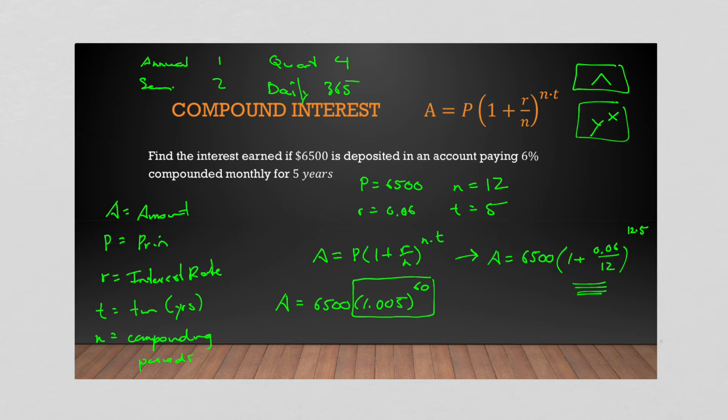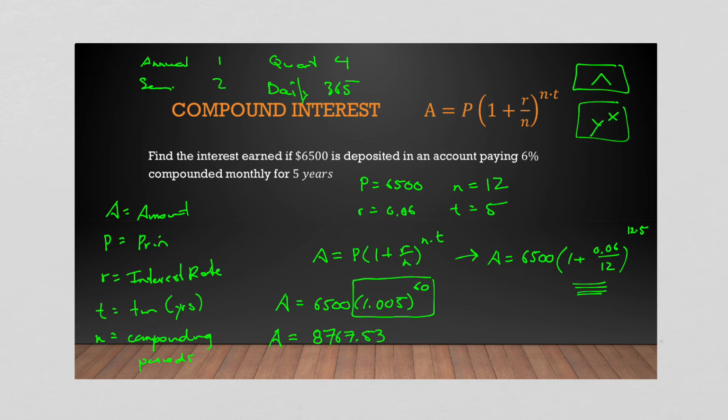And then it's 1.3488 and so on. I'm just going to hold it there. I'm going to hit times 6,500, and I get my new amount. I get A equals 8767.53. Now, you're not done, because what did this question ask?